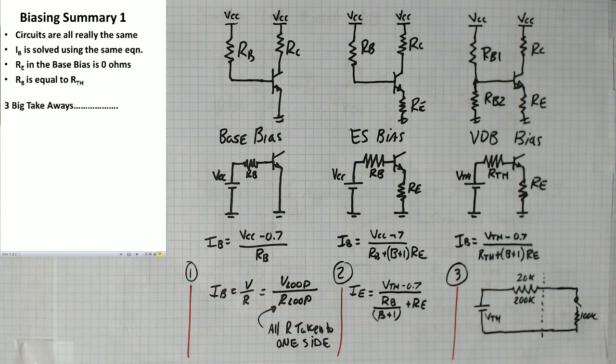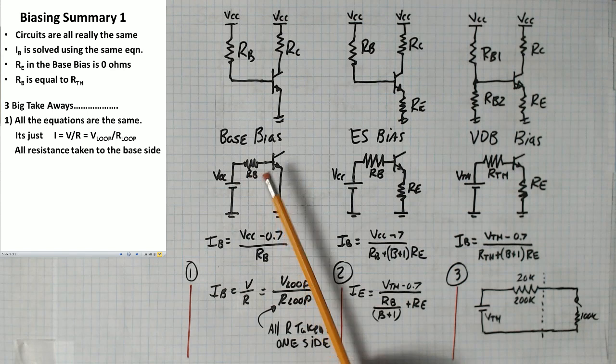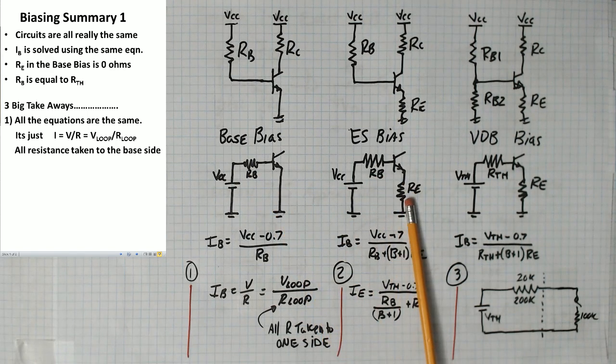Three big takeaways from biasing. All the equations are the same. It's just I equals a voltage over a resistance. And the voltage is basically the voltage around the loop, so the loop voltage divided by the loop resistance. The loop voltage is going to be VCC minus 0.7. And the resistance is going to be the sum of the resistances in the loop. In this case, it's RB. In this case, it's RB plus RE.